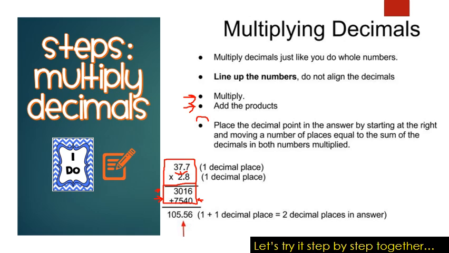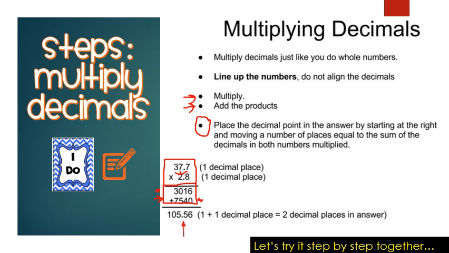Now, we're going to have a look at this last step, and this last step tells us how we put the decimal point in our answer. Okay, I'm going to read this and then we're going to explain it a little bit. Place the decimal point in the answer by starting at the right and moving a number of places equal to the sum of the decimals in both numbers multiplied. Whew, that sounds a little wordy, so let's have a look at what that means.